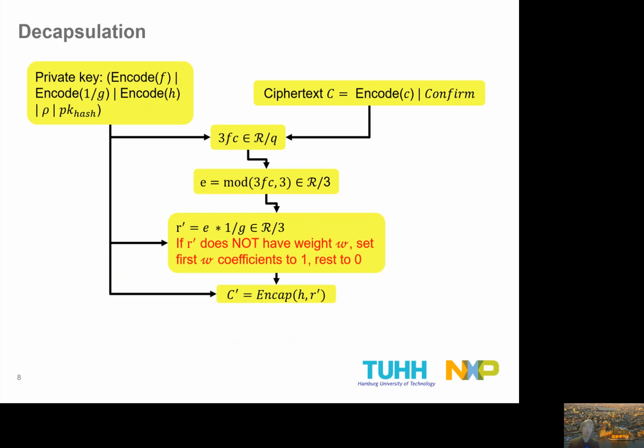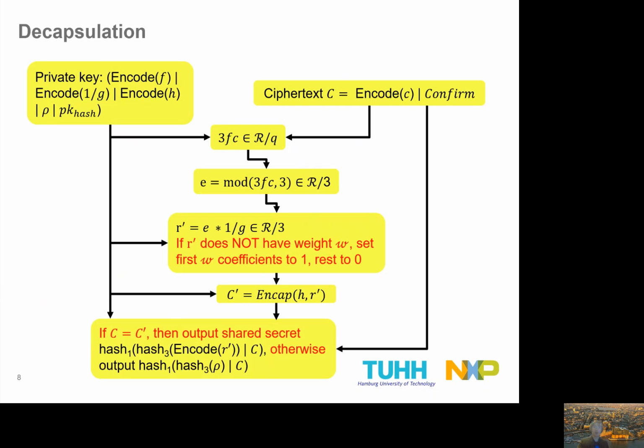We then redo the encapsulation process with the public key H, but instead of generating a new short R, we use the R dash, which we just calculated. From this encapsulation process, we then get a new ciphertext called C dash, which we then compare to the original ciphertext we received in the beginning. If these are equivalent, then we output the hash of the encoded R dash appended with the ciphertext and one hash once again. This is the same as from the encapsulation process.